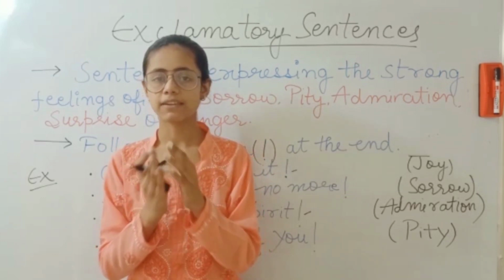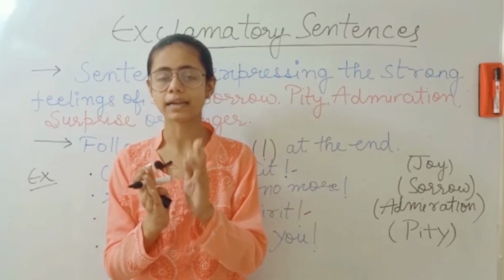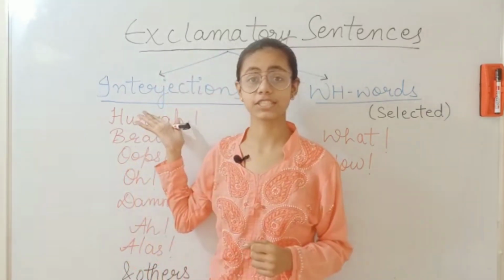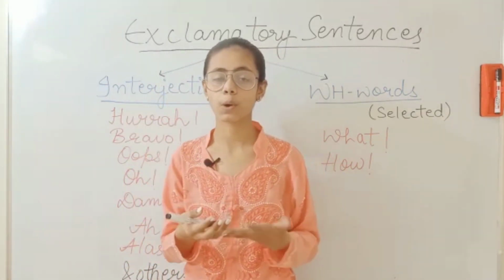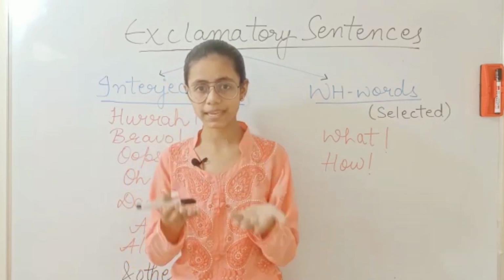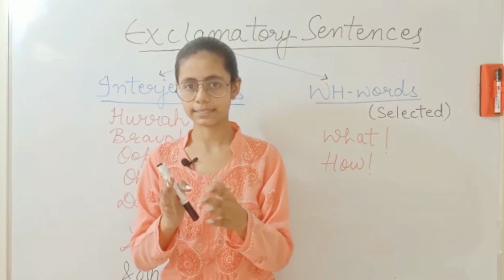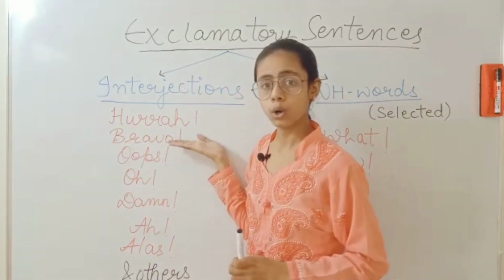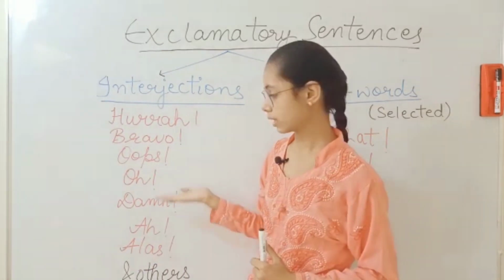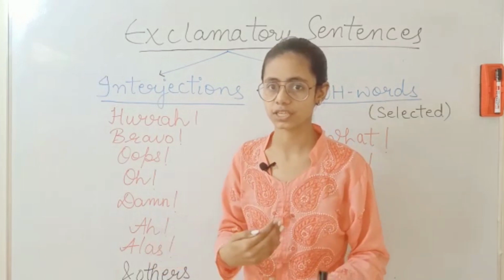There are two ways in which an exclamatory sentence can be formed. Let us now have a look at those two ways. The first one says, with the use of interjections. Now you must be wondering what interjections are. So interjection is a part of speech which reflects strong and sudden feelings. Like here, hurrah, bravo, oops, oh, damn, ah, and alas, and we have many more such examples.